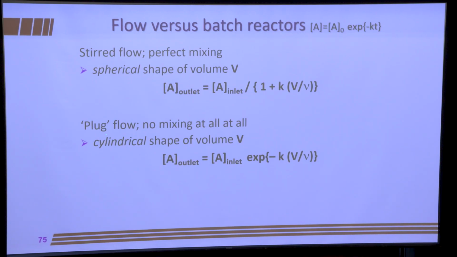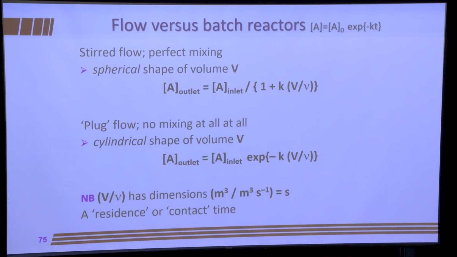For a cylindrical flow reactor, we can derive this equation, which says the concentration of A at the outlet is equal to the concentration of A at the inlet times the exponent of minus the rate constant times the volume divided by the volumetric flow rate. We can derive those, and we will. So remember that the volume divided by the volumetric flow rate, V divided by nu, is meters cubed divided by meters cubed per second, and that's seconds.